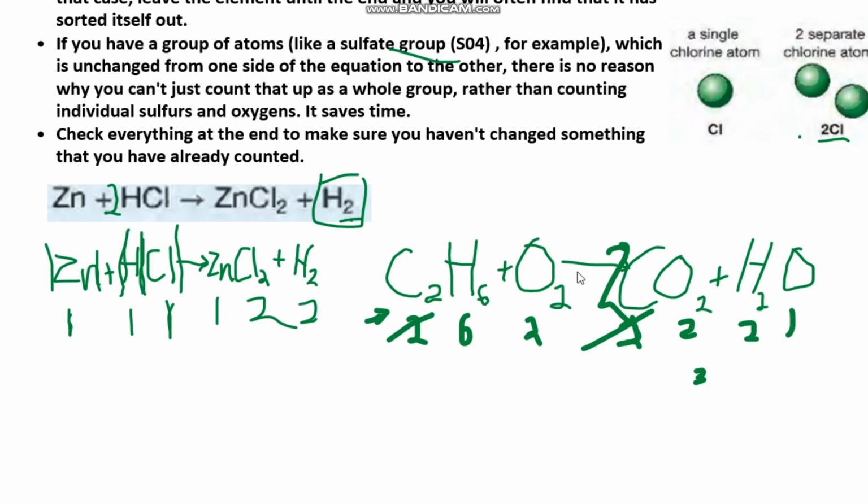Now we have to continue with hydrogen. So hydrogen 6, and we have to do it 3 here, so it becomes 6, and here it also becomes 6, so we cut off. Okay, now oxygen is a tough thing.